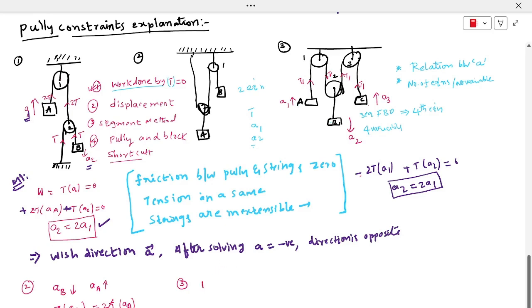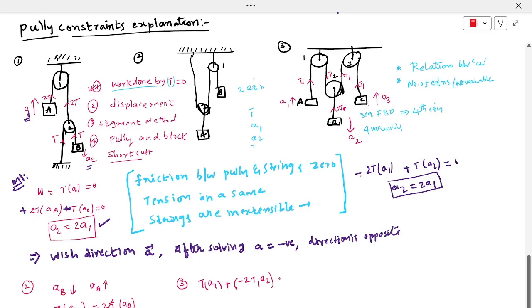so now T into A1 is positive work done, plus. See here, this is T1, T1. So in this second string, the tension is 2T1. That is equal to T2, so 2T1. So you can go with T2 into A2, or 2T1. Therefore, minus: the work done is minus 2T1 into A2, because the displacement A2 and the force are in opposite directions. Work done is equal to negative.